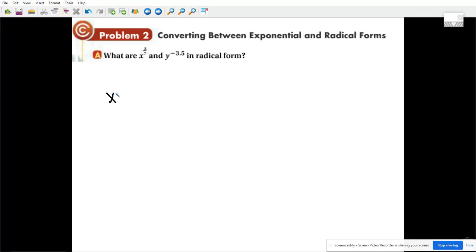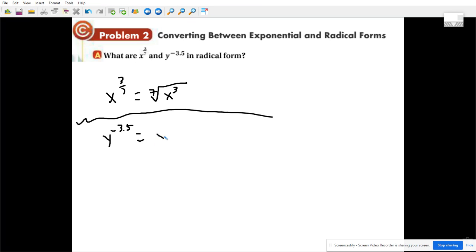So x to the 3 over 7th power would be the 7th root of x to the 3rd. There's nothing else you can do with this. You can't simplify that. Now, for this next example, I've got y to the negative 3.5, which could be written as y to the negative 7 over 2 power. Well, now I've got some work to do, because this negative tells me to put it as y to the 7 over 2nd power, which would be 1 over the square root of y to the 7th power.